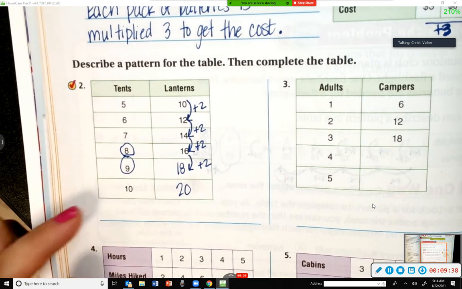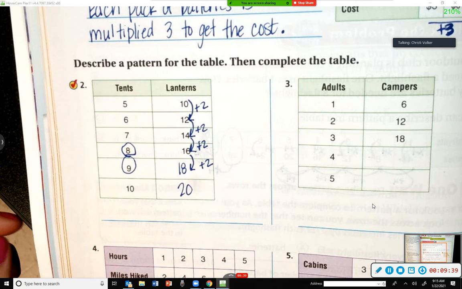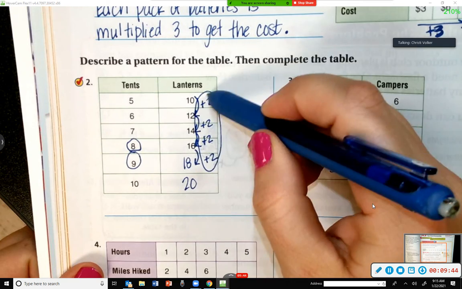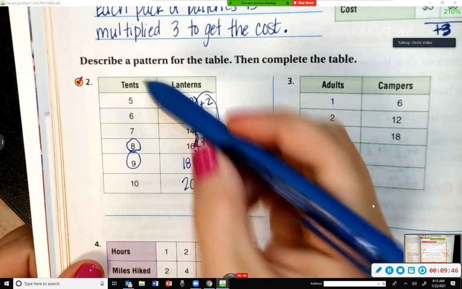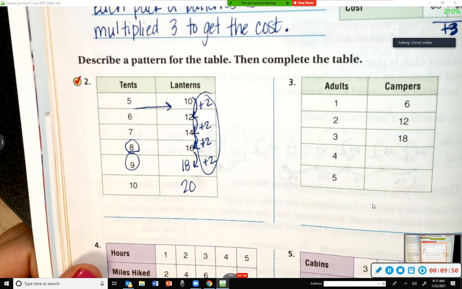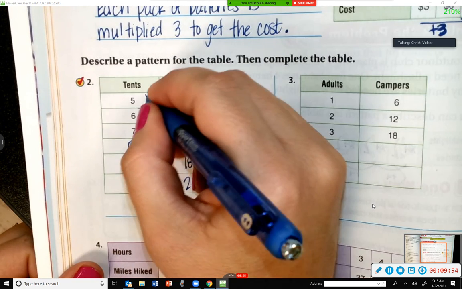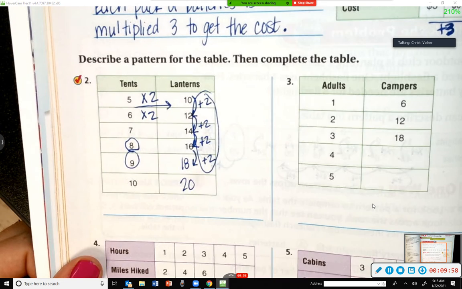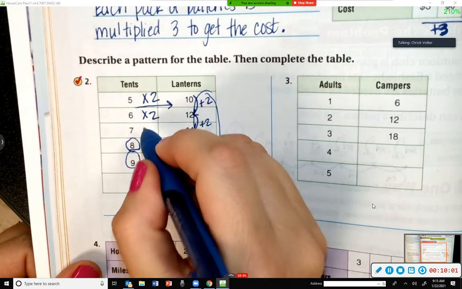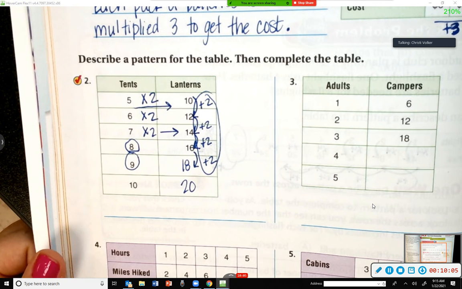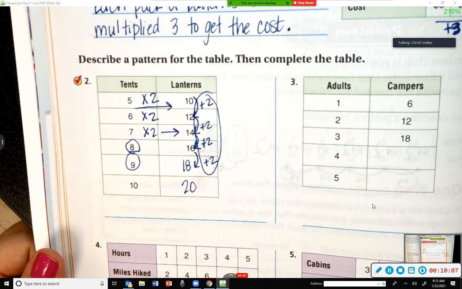Okay? Now let's figure out the multiplication pattern. Usually it's going to be the same thing as what you're skipping by. I skipped by 2's. So if I go across, it's going to be multiplying by 2. Does that work? Does 5 times 2 equal 10? Yes. Does 6 times 2 equal 12? Yes. Does 7 times 2 equal 14? Yes. Okay, so how could I describe the pattern for this table?